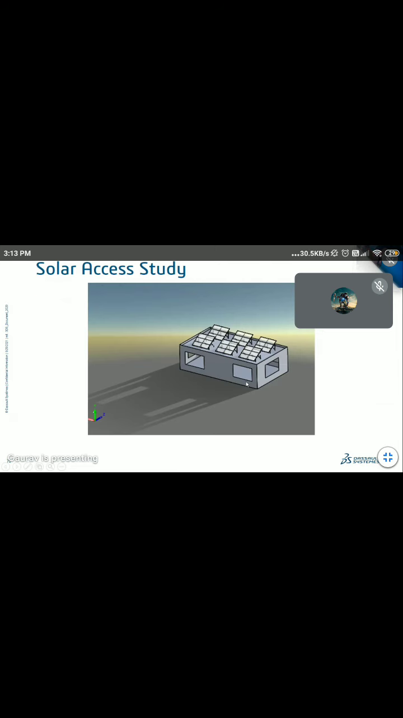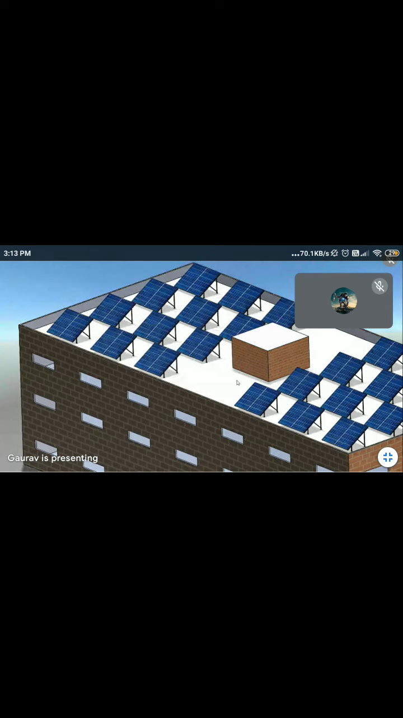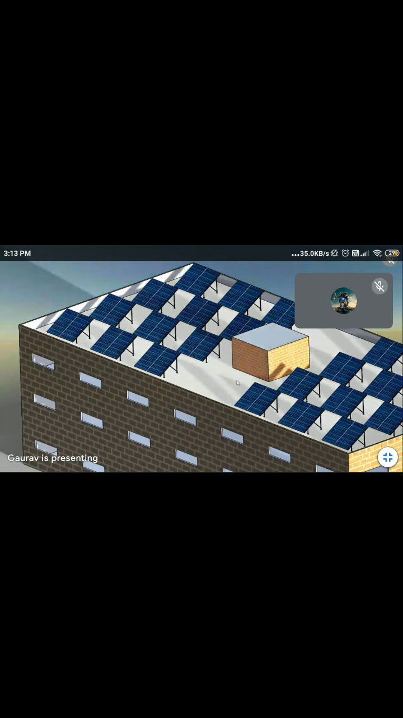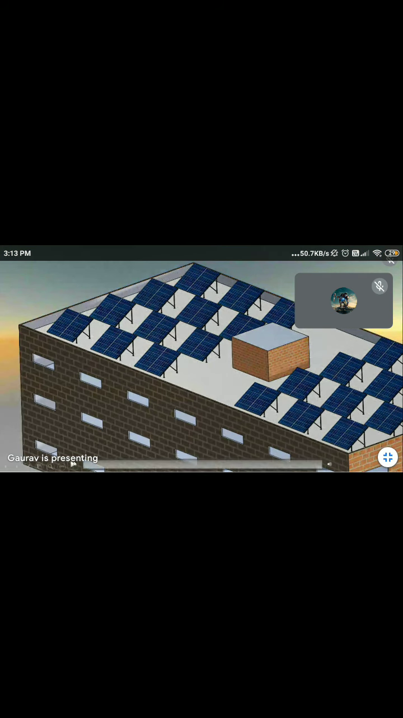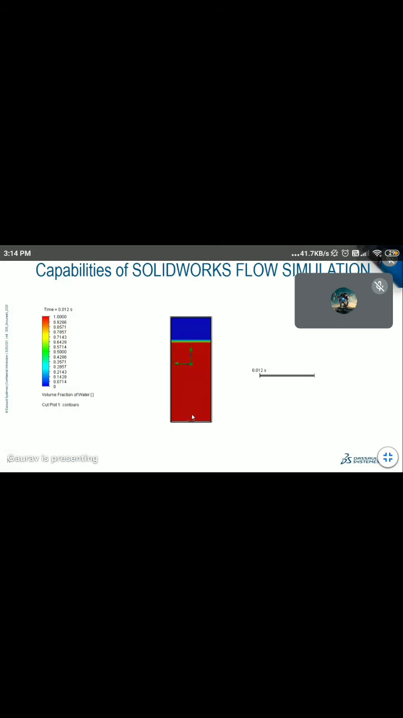Also, a few more studies that you can perform are solar access studies. If you want to check whether your assembly is getting access to the sun or not, we have this interesting tool called solar access studies. In a day you can select the month, day, and the location where this will be mounted, and then it will let you know how much shade is going to fall on your solar structures so that it can generate maximum energy from the sun. These are a few capabilities.